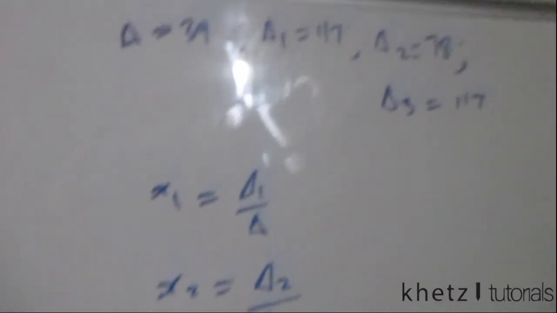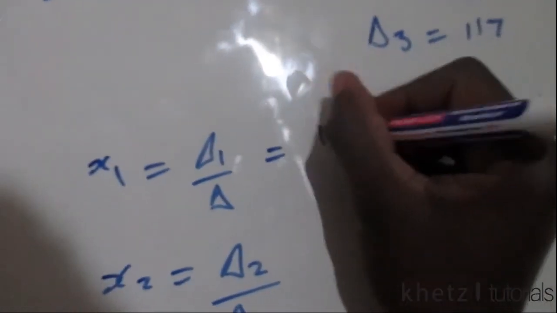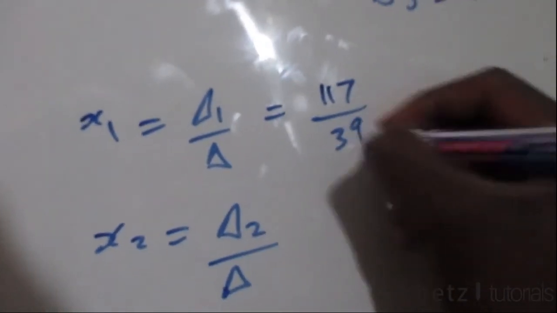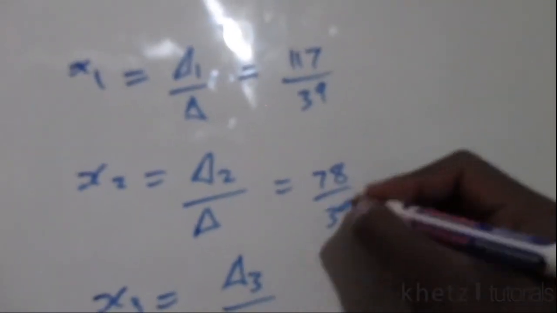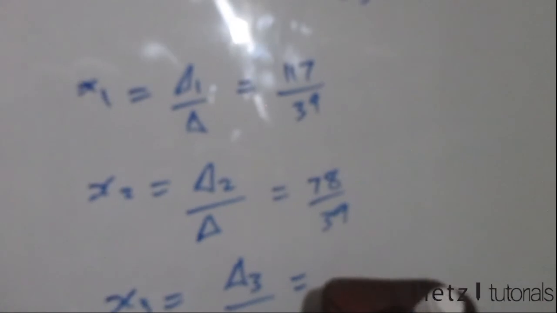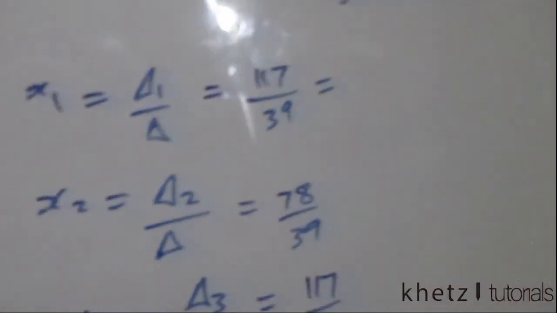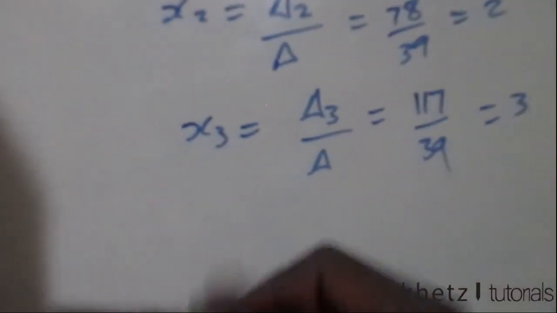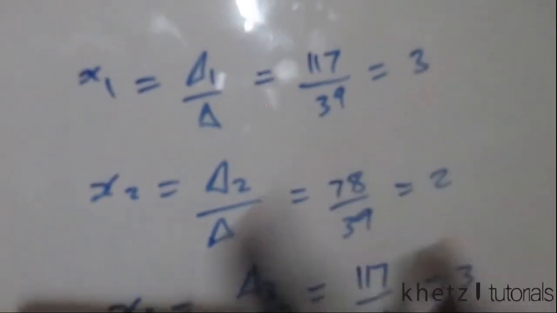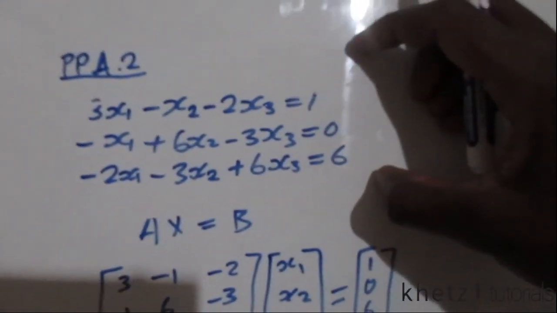So just plugging in the values which we found by finding each of the determinants, we have 117 divided by 39. We have 78 divided by 39. And we have 117 divided by 39. So these should give you 3, 2, and 3. So x1 is equal to 3, x2 is equal to 2, and x3 is equal to 3. And that is how you solve this system of equations using Cramer's rule.